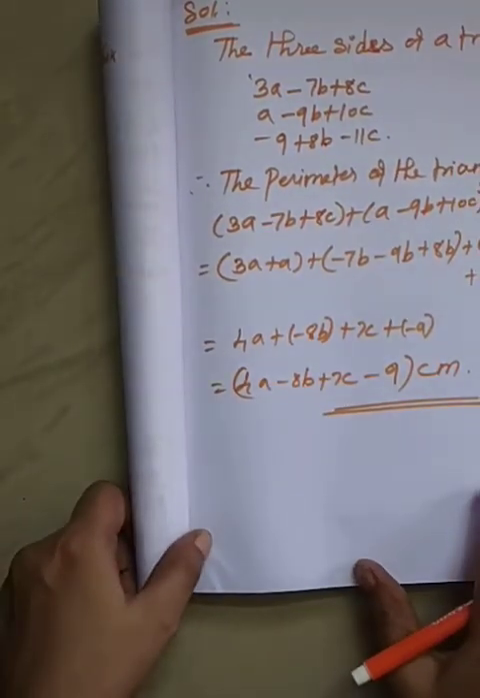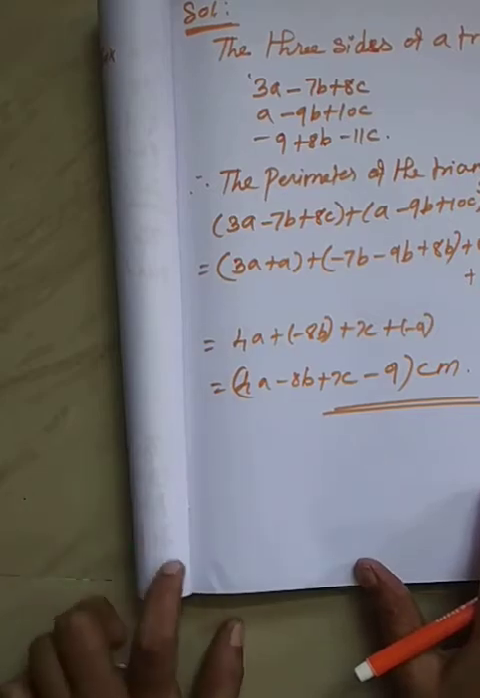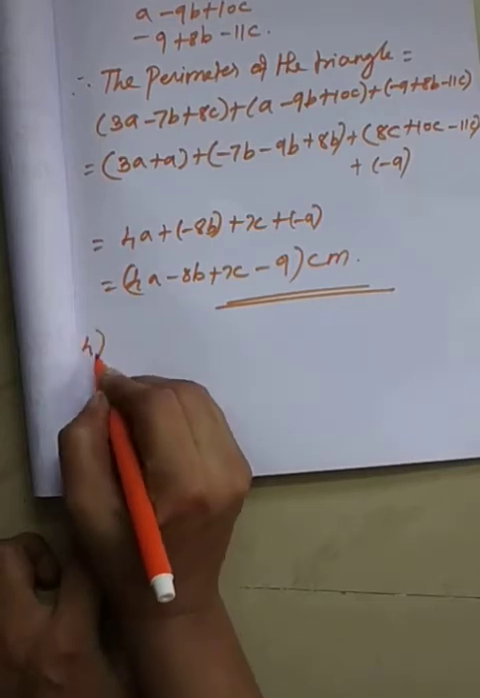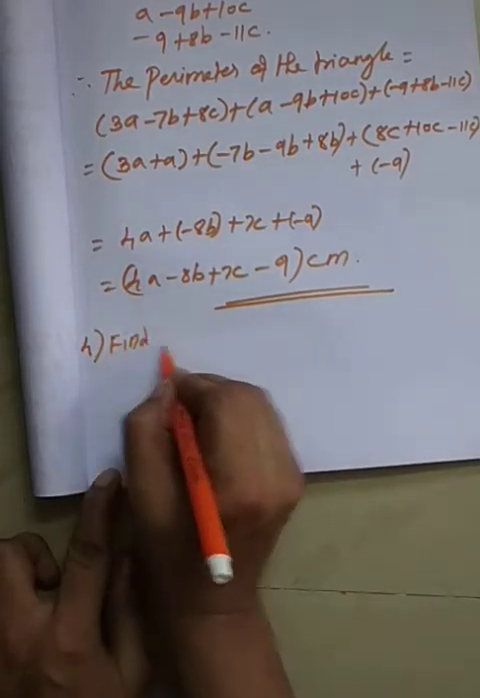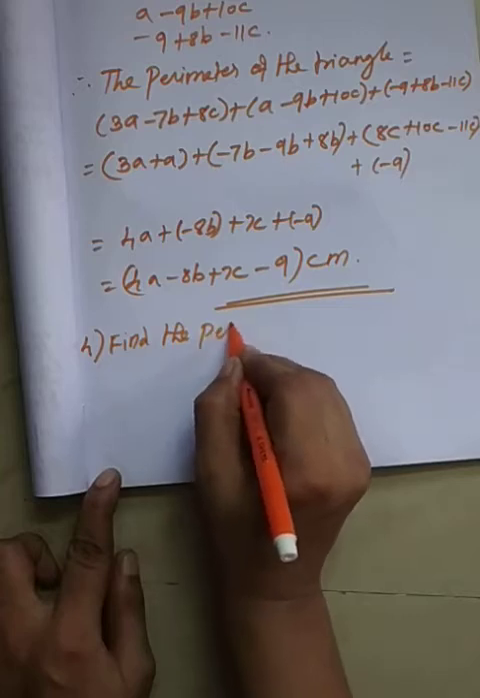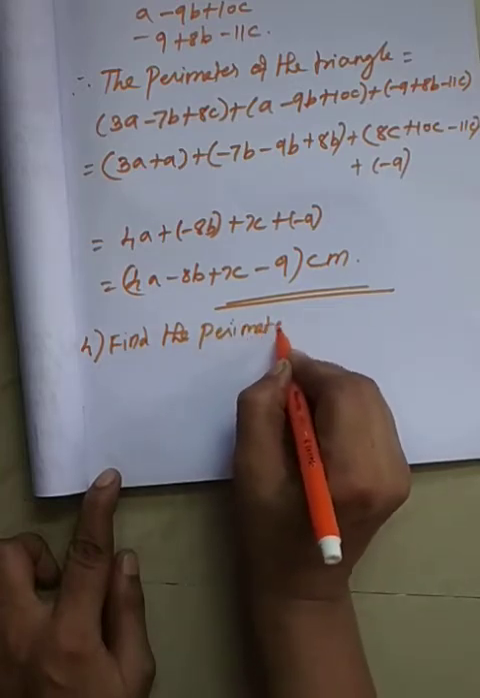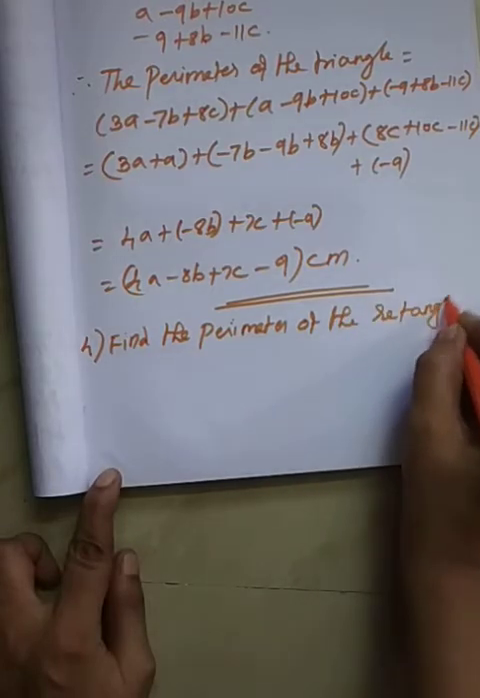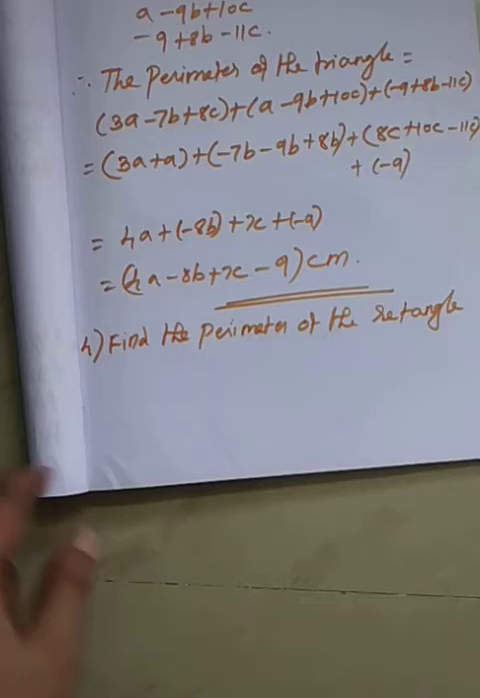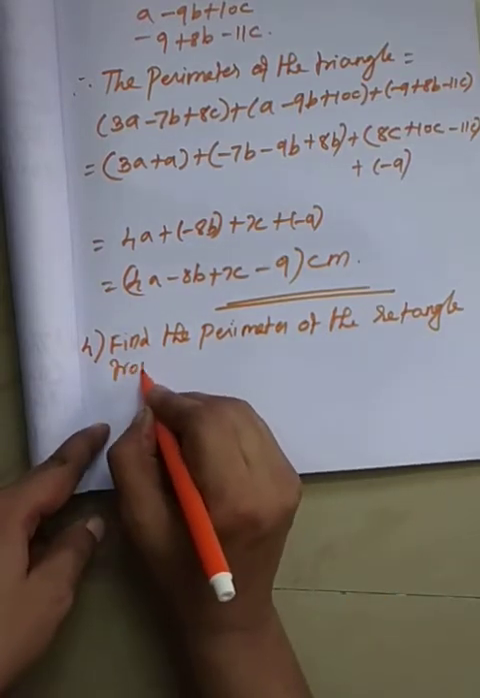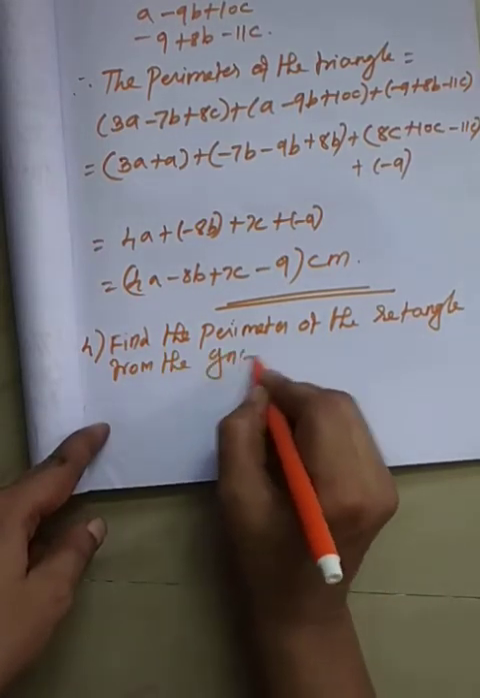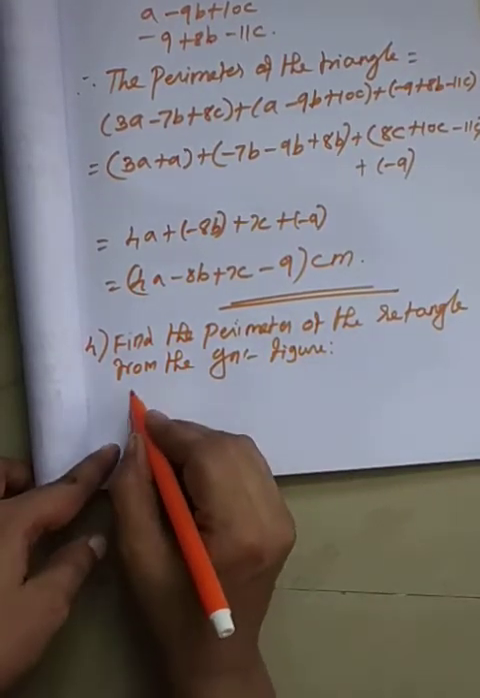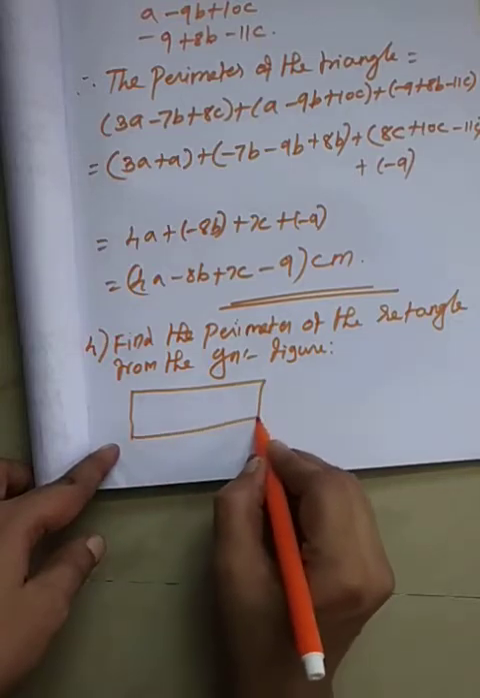Now see one more problem for addition of algebraic expression. Find the perimeter of the rectangle from the given figure. Okay, see, I have to draw one rectangle.